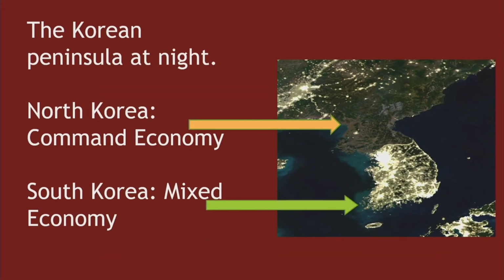Okay, so if you look at this picture, you'll see the Korean peninsula. So you have North Korea at the top and South Korea at the bottom. And you'll see that South Korea is lit up, full of lights. It seems like they're just having a good time over there.